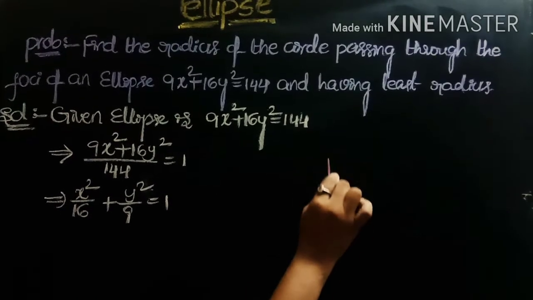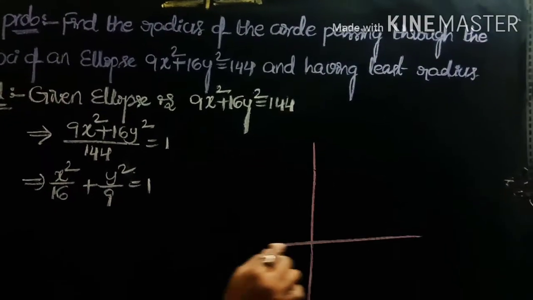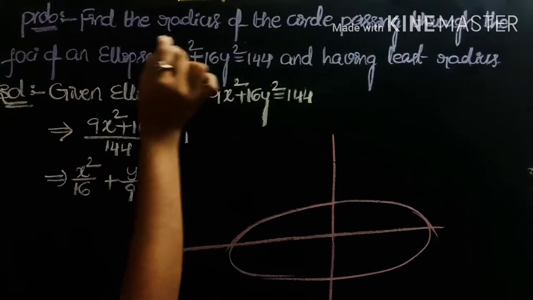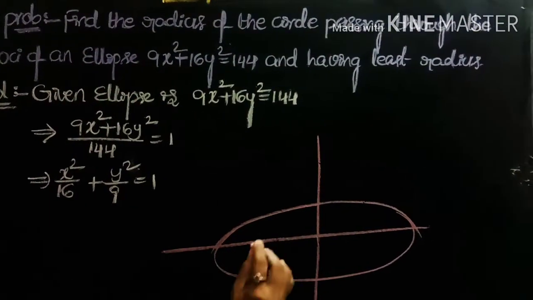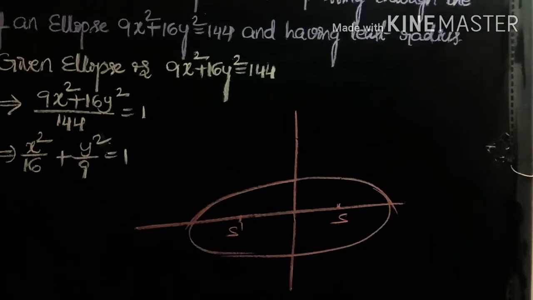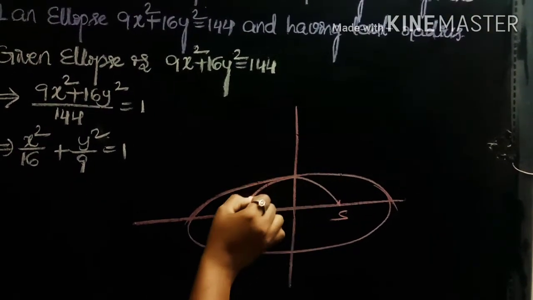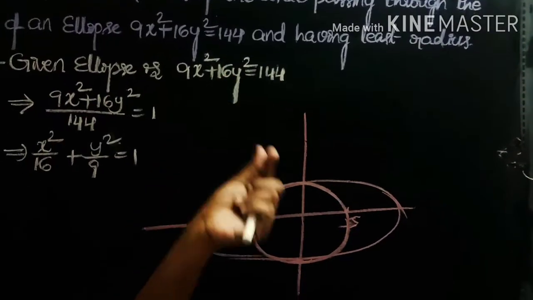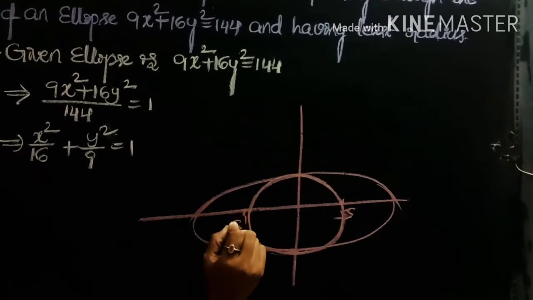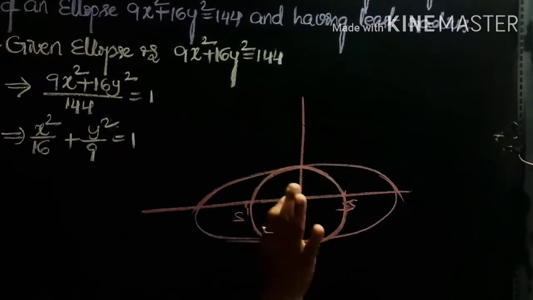So we take the diagram here. This is the diagram of the given ellipse, which is like that. Now, given that, what is the radius of the circle passing through the foci of an ellipse? Here S comma S dash are the foci of the given ellipse. Now what is the radius of the circle passing through the foci of an ellipse? Now having least radius. So here this is the circle which passes through the points S comma S dash. We want to find the least radius of the circle.